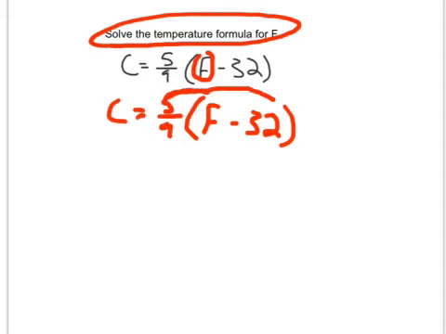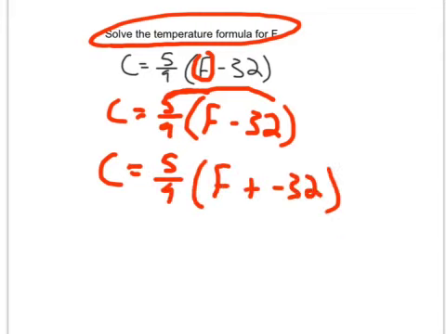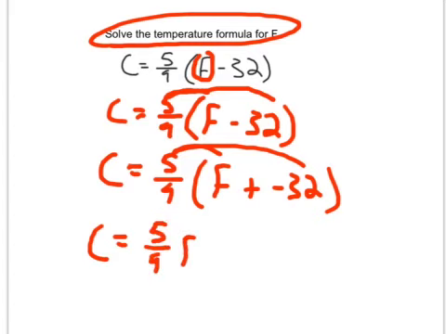Actually, sorry, first, Mr. Ayers skipped a step. We should change the subtraction to addition first, correct? So we should do C equals 5/9 times F plus negative 32. Okay, now we can distribute. So I'm going to have C equals 5/9 times F plus 5/9 times negative 32.